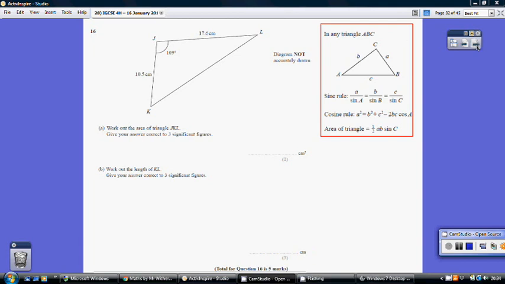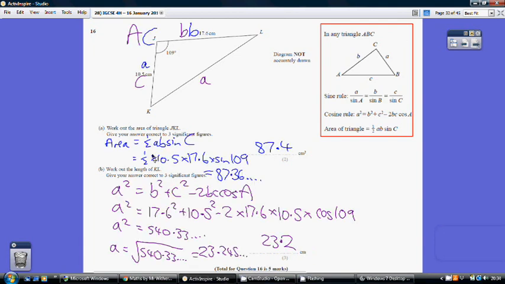Question 16. Now for part A, we've got to work out the area of a triangle which is not a right angled triangle. So use the formula that we're given at the front of the paper, half ab sin C, where C is the angle. So what I like to do is to keep these letters the same and relabel my diagram. So I've relabeled in blue here.